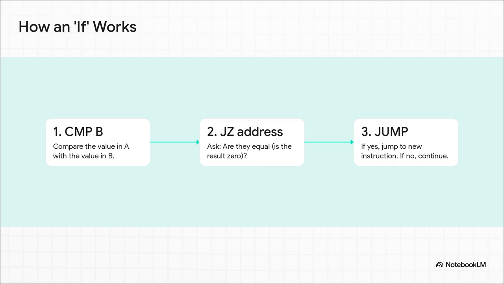Let's actually peek under the hood and see how a simple if statement works. It's like a little 3-step dance. First, the CMP B instruction compares two values, A and B. It basically does a quick subtraction to see what the result is. Then, and this is the magic moment, the JZ address instruction asks a question. Hey, was the result of that comparison 0? Or, in plain English, were A and B the same? If the answer is yep, the processor jumps to a completely different spot in the program. If the answer is nope, it just carries on to the very next line. And that's it. A simple comparison and a jump. That right there is the foundation of all decision-making in every computer ever.